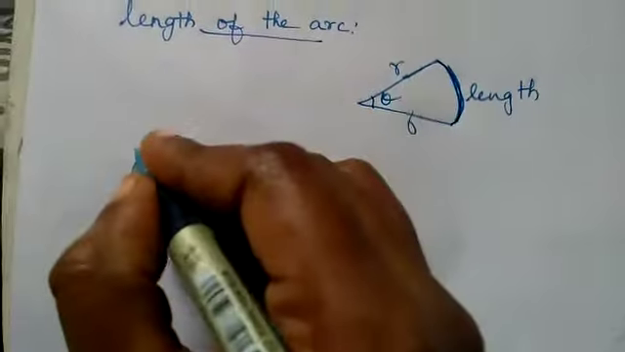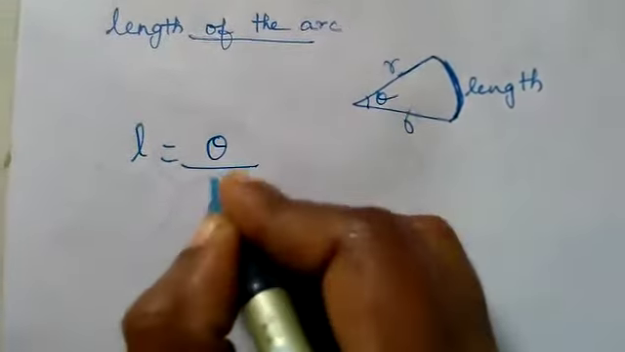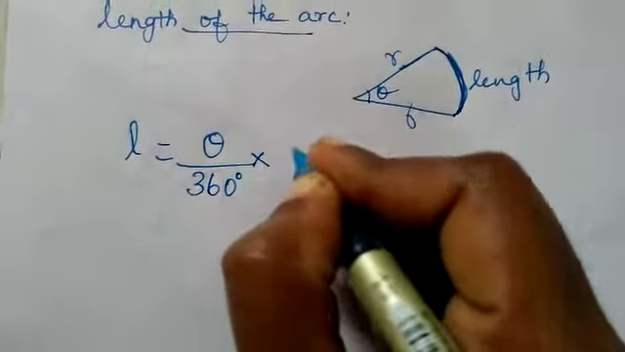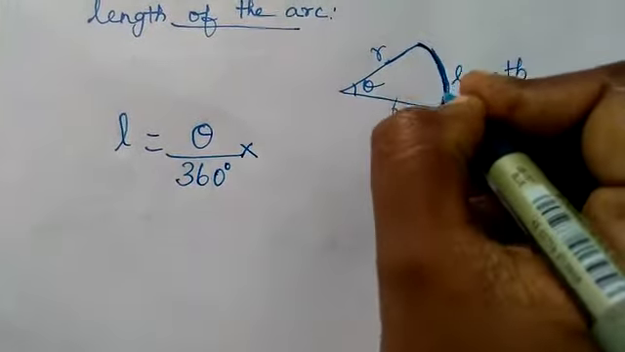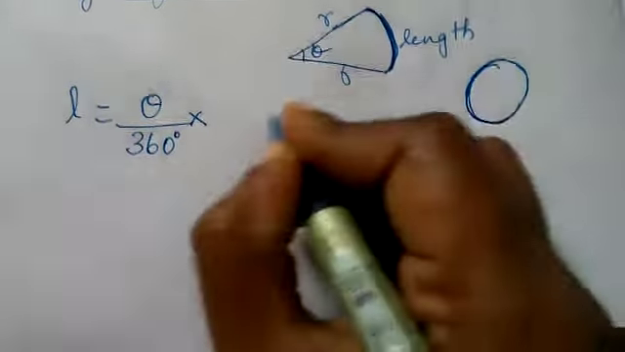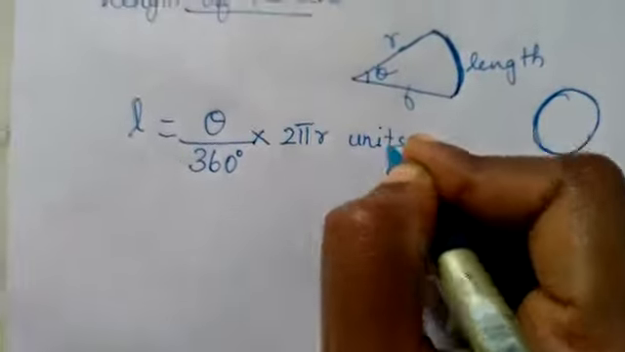How will you find the formula for the length of the arc? L equals theta by the total angle, 360 degrees, into the circumference of the circle. So what is the circumference of a circle? 2 pi r units. This is the formula for the length of the arc.